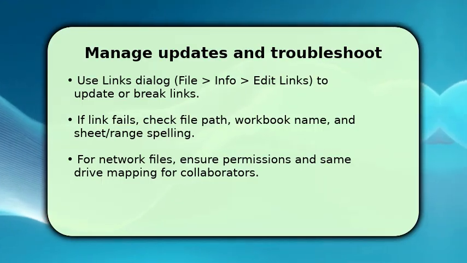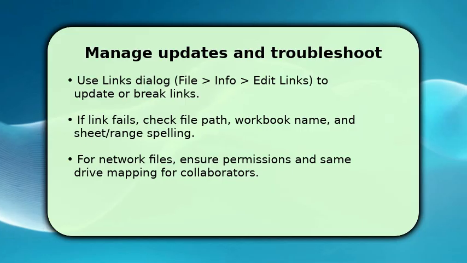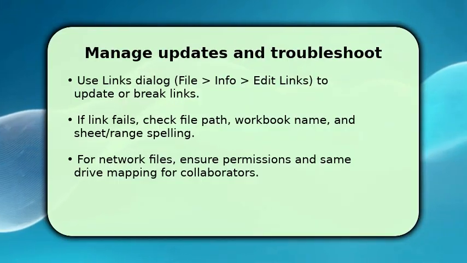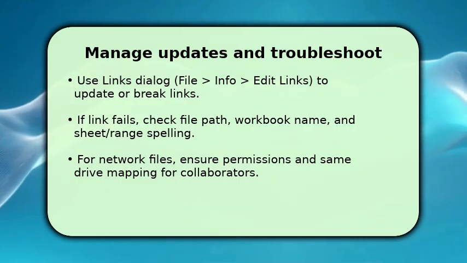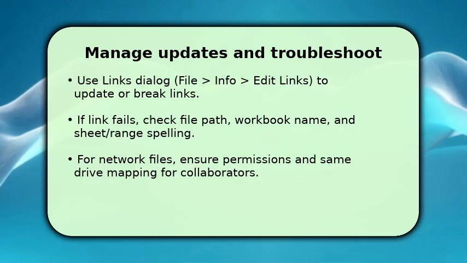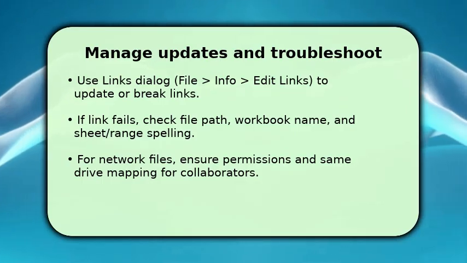You'll want to test by editing the Excel source and hitting Update Now in Word so you confirm live behavior. If a link breaks, check the file path, workbook name, and exact sheet and range. Typos are the most common culprit. Also make sure network paths and permissions match for others. Otherwise, advise saving a copy or embedding a static snapshot as a fallback.